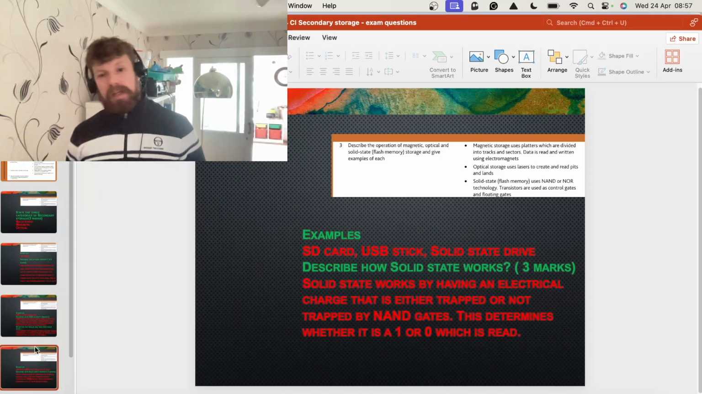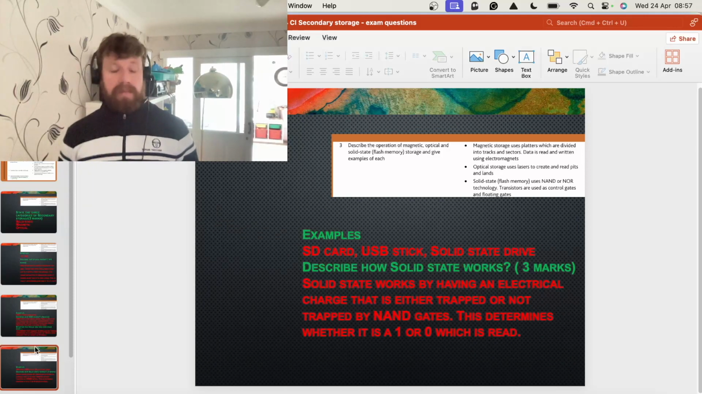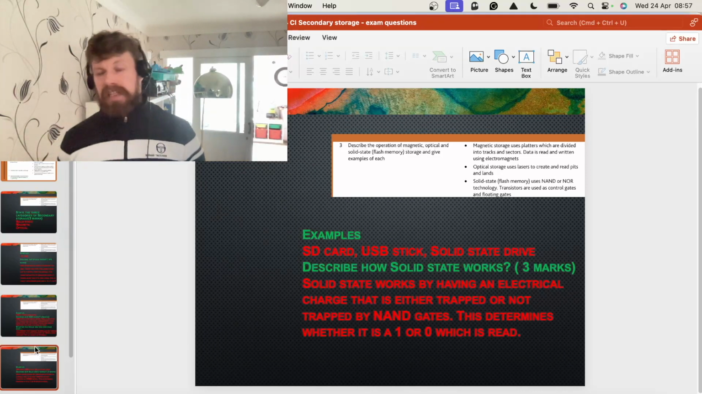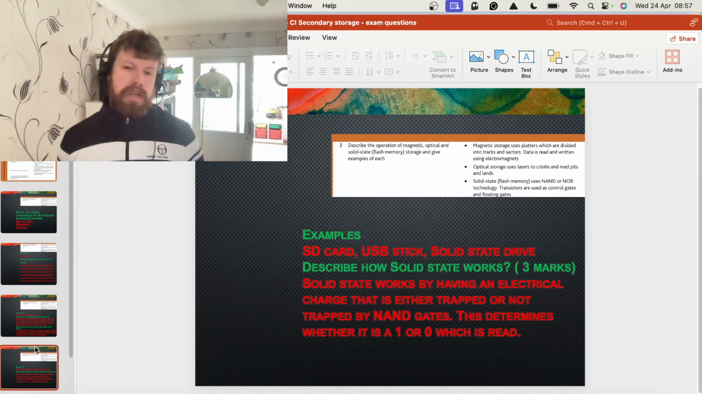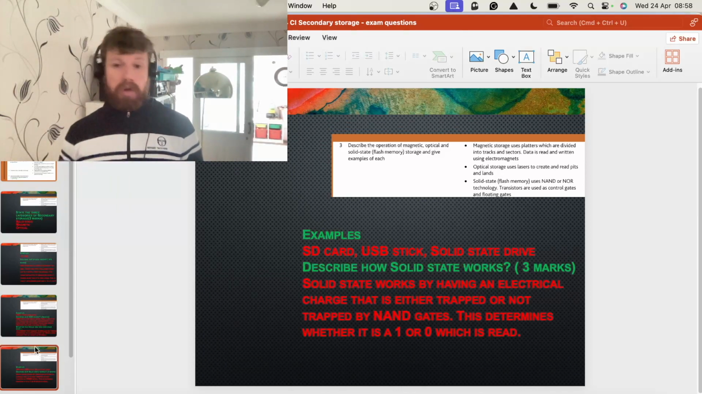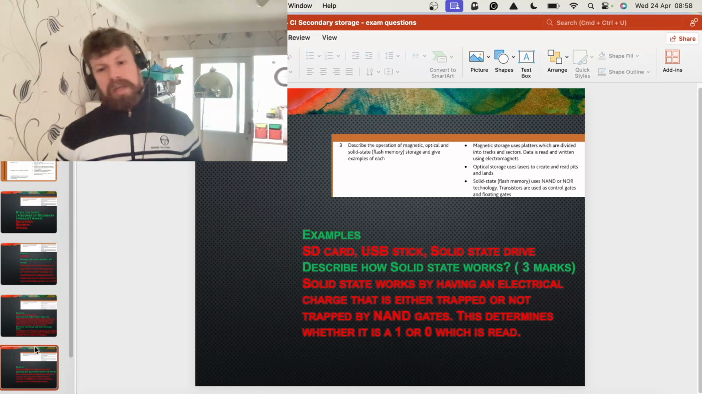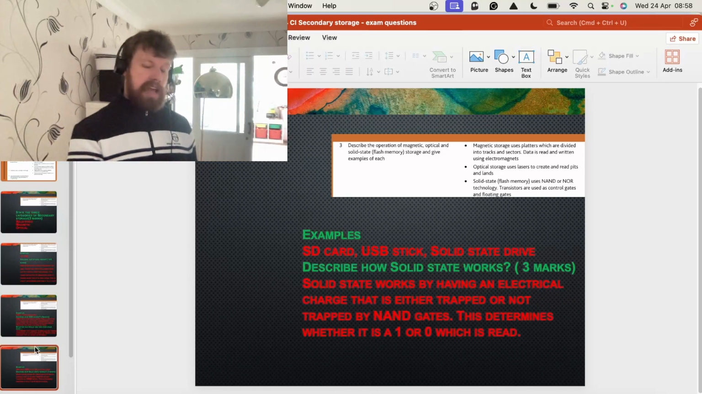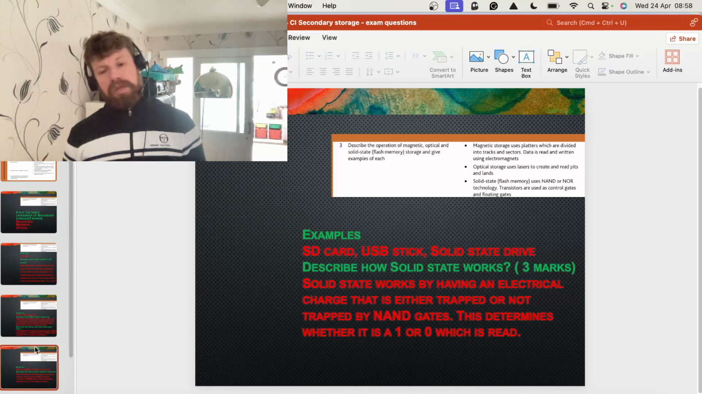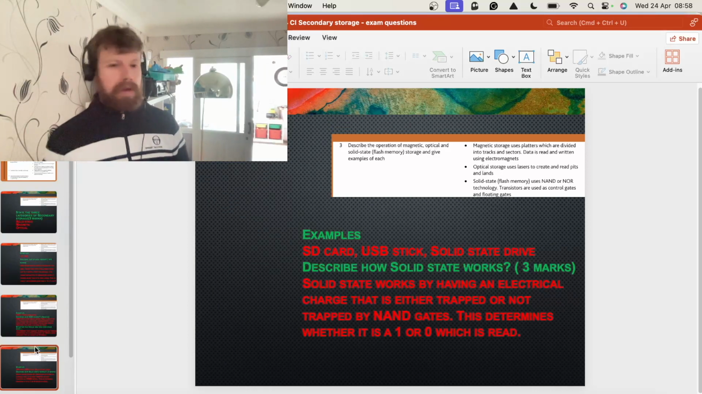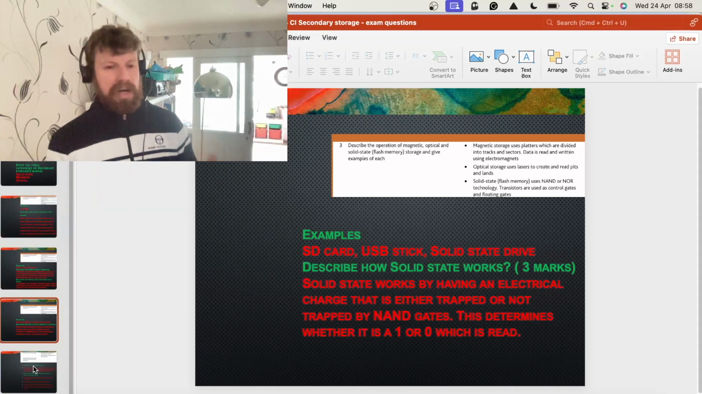The final one is solid state, which is also known as flash memory, so you can use those terms interchangeably. The examples of this are SD cards, USBs, and solid state drives. The only real thing that you need to know is that it has these things called NAND gates, which we're relating from the logic gates unit. How it works is that the electric current is either trapped by these NAND gates or not, and that determines whether it's going to be a 1 or a 0, which is read. So again, relating it to the 1 or the 0, the binary which represents all of the data going on in a computer system.